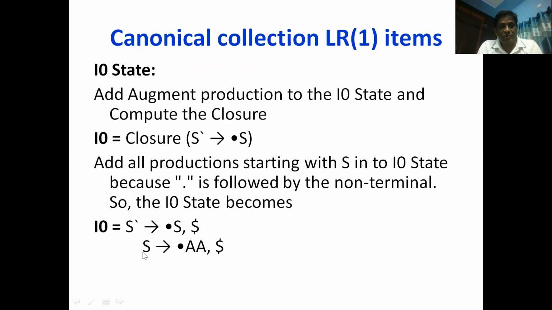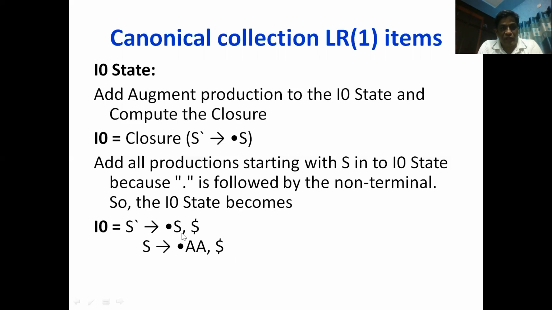So we add the productions of capital S, that is dot AA, comma, and calculating this dollar is again going to be first of beta dollar, that is first of epsilon dollar. I explained this calculation of the look ahead symbol of a newly generated production in the LALR parser. Just go through that video again to understand how it is calculated.